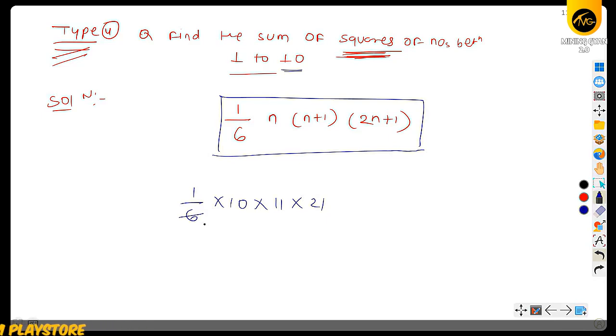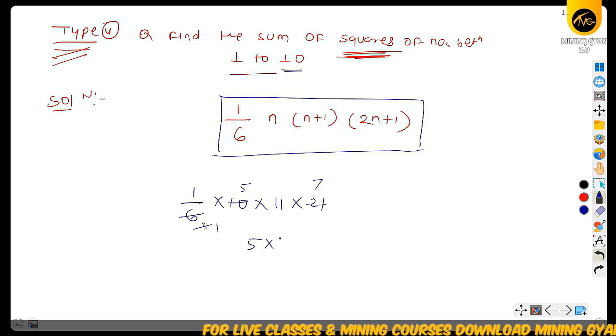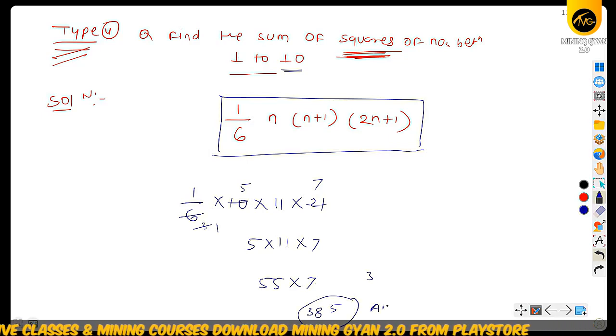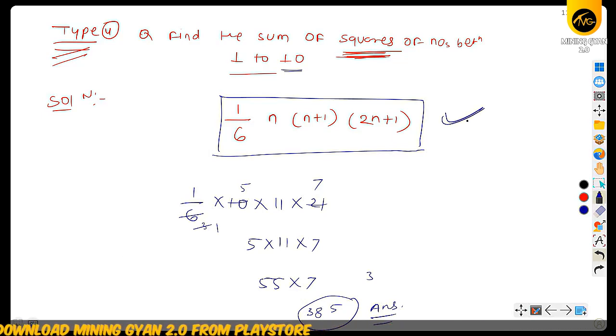Correct? So 2 threes are 6, and 2 fives are 10. Okay, 3 sevens are 21, or 7. So just multiply 55 into 11 into 7. 55 into 7: 7 fives are 35, 5 and 3, 35 and 38. So 385 is the answer. So this is basically a formula to find the sum of square numbers.